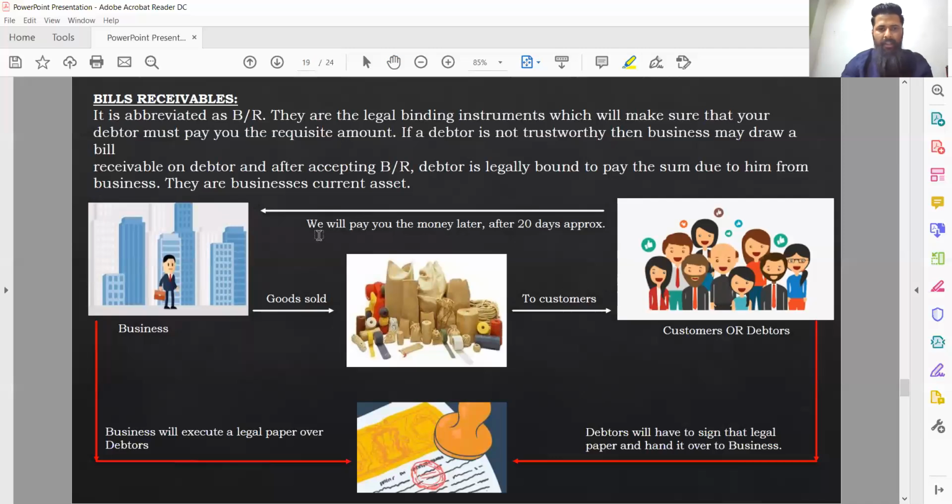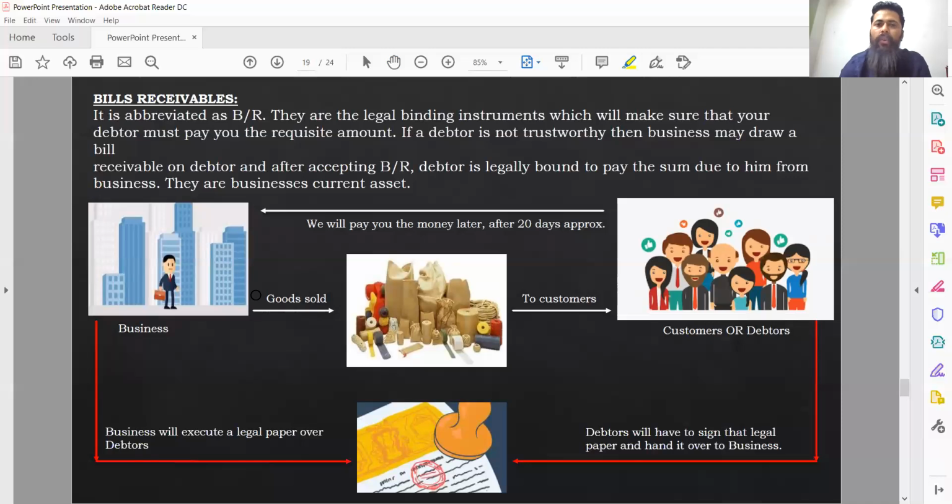Now comes the role of bills receivable, where it is not possible that all the customers will be known to the business or the businessman. But in order to expand business, we have to get introduced to new customers. We have to build business relations. We have to develop our business with new customers as well. So how will we allow them a credit period without knowing them? They were not our regular customers.